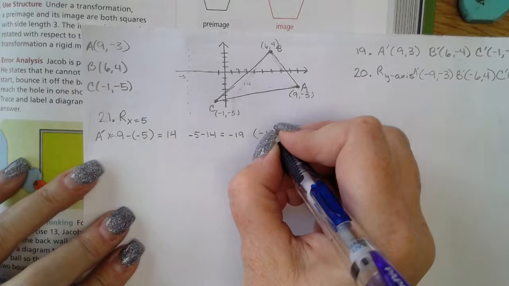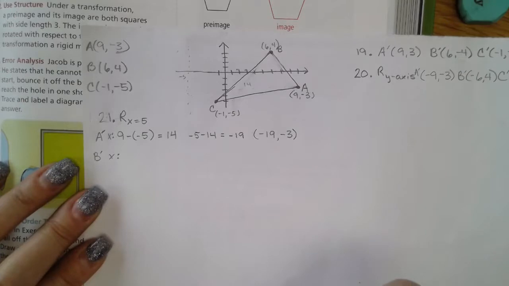Okay, so now I need to start at not 9, but at what? 6. So 6 minus a negative 5 is how much? 11. So I'm going to take negative 5 and go left 11, so I'm still subtracting. So I get what? Negative 16. So my point, negative 16, 4.